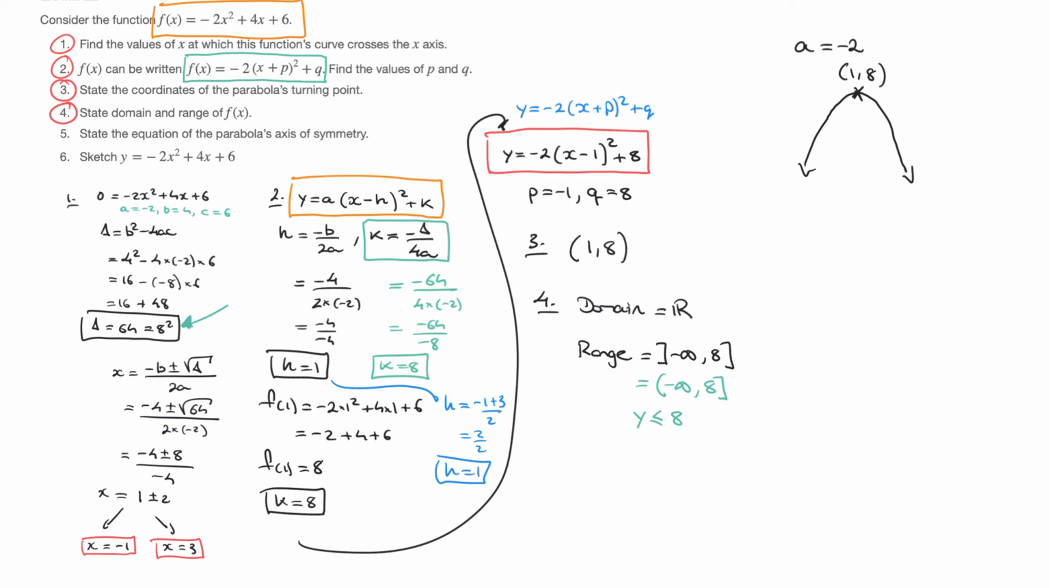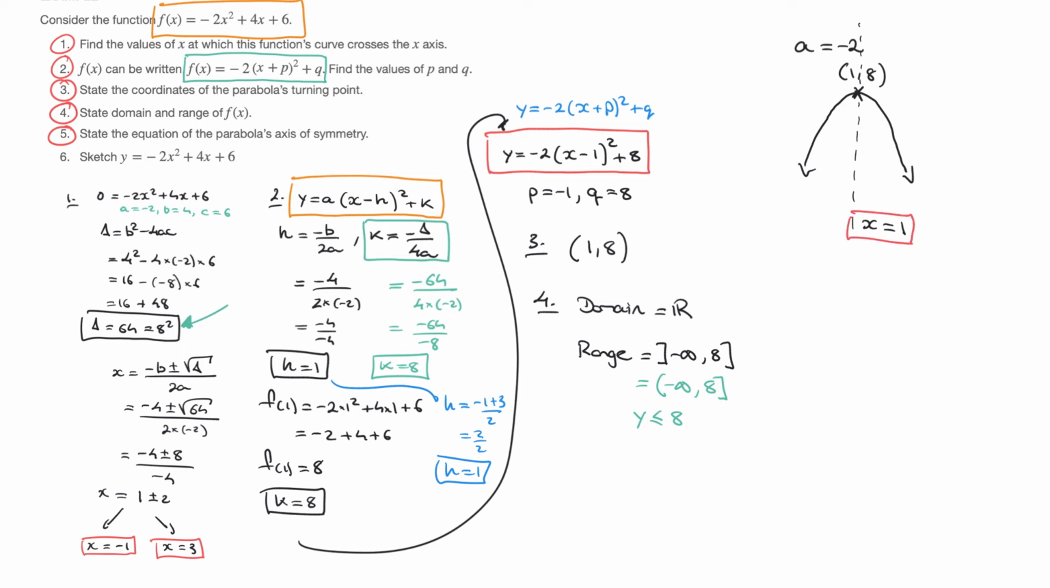We're nearly there. Question 5, you need to state the equation of the parabola's axis of symmetry. Now, hopefully you can appreciate that first of all parabolas have an axis of symmetry. But furthermore, that axis of symmetry has to run through the vertex. It's a vertical line, so it has an equation x equals something, and since we've already found the vertex, that something is going to be 1. So the axis of symmetry has an equation x equals 1.